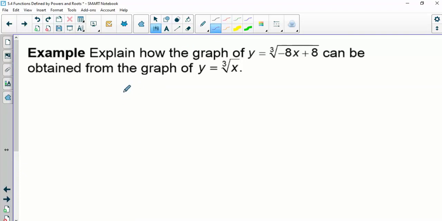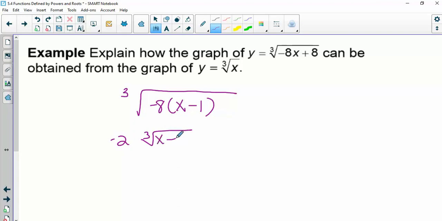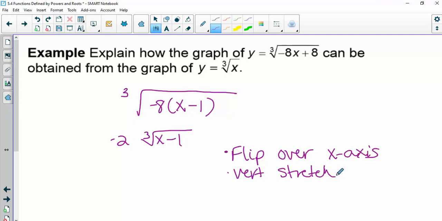So, if you take out the negative 8, that leaves it with x minus 1. Cube root of negative 8 is negative 2. What does a negative do? Flip over the x. What's the 2 do? Vertical stretch. And minus 1 takes it right 1.